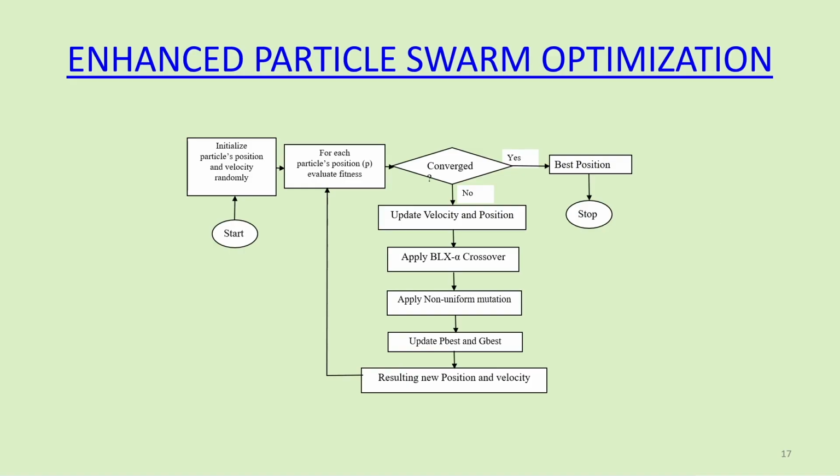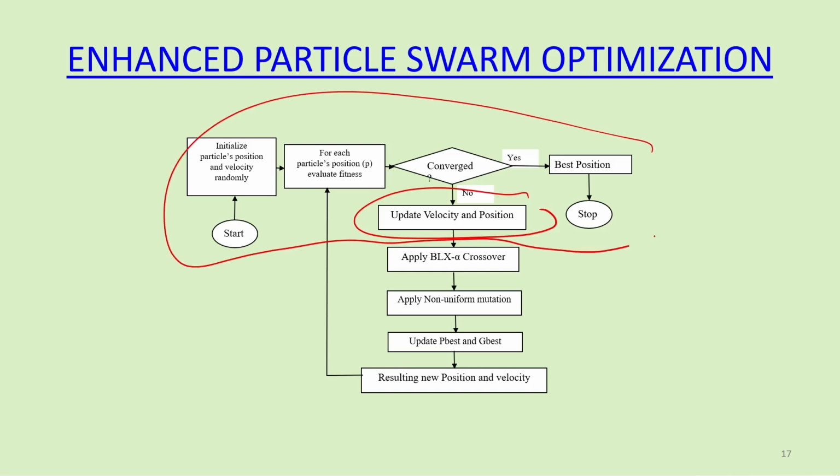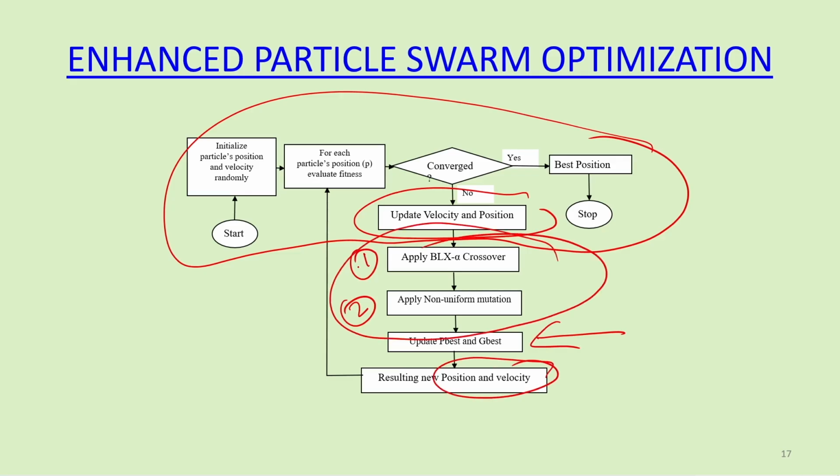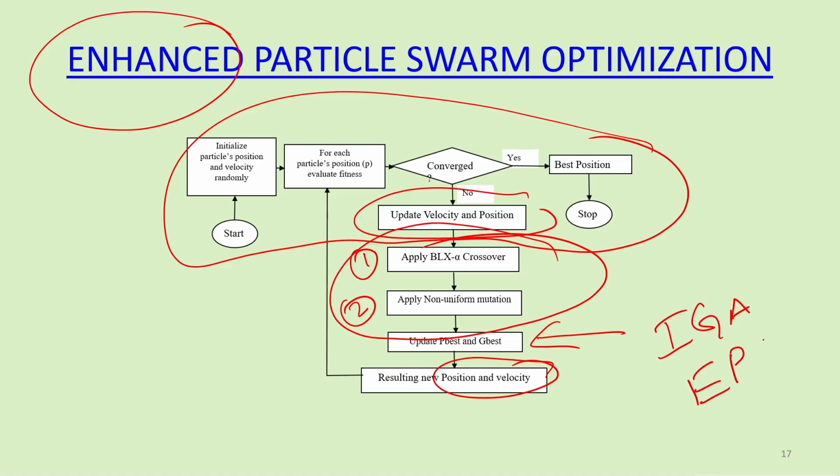What about enhanced particle swarm optimization? Apart from the velocity and position updating, which is the general flow of a particle swarm optimization, in that particular problem we are applying crossover and mutation, and then using the G best and P best to find the new position and velocity. With the application of these two operators, we can treat this as an enhanced PSO. Now we have two algorithms, right? One is IGA, another one is EPSO.